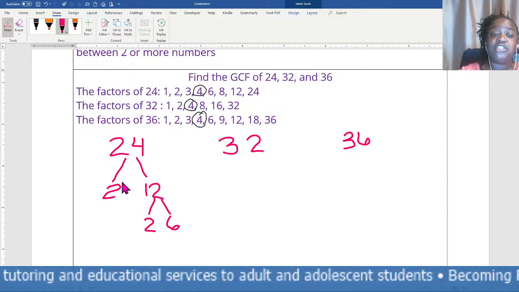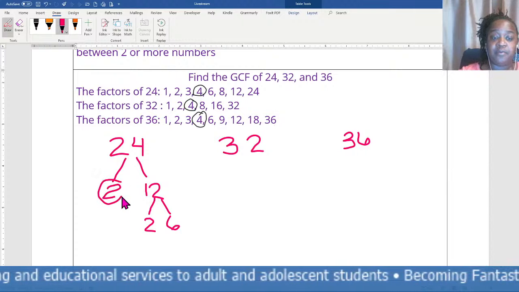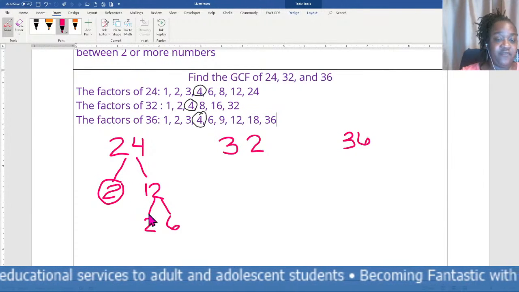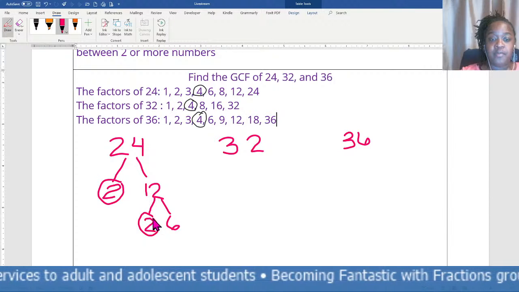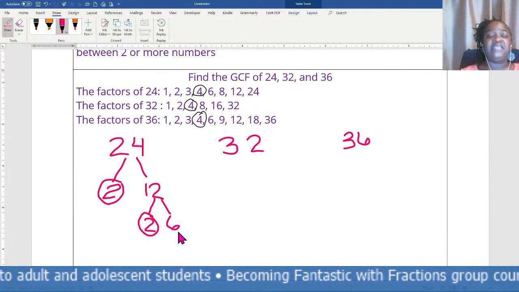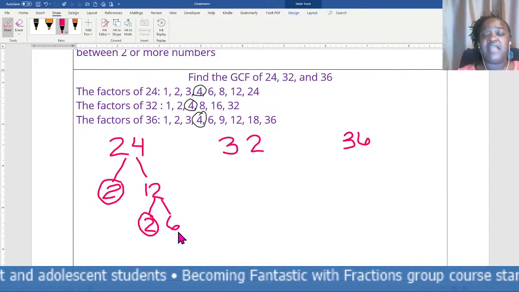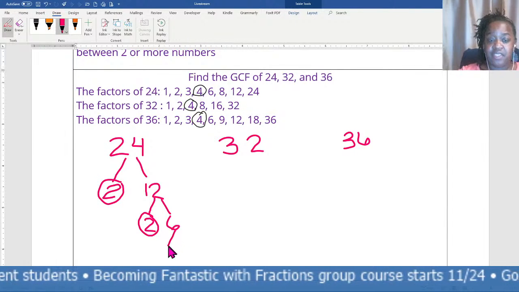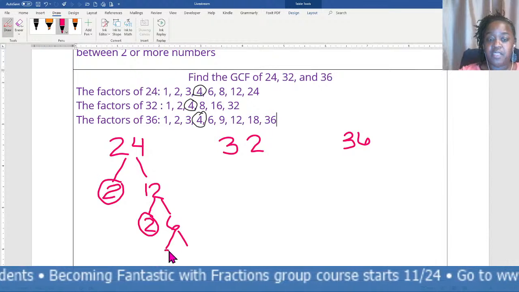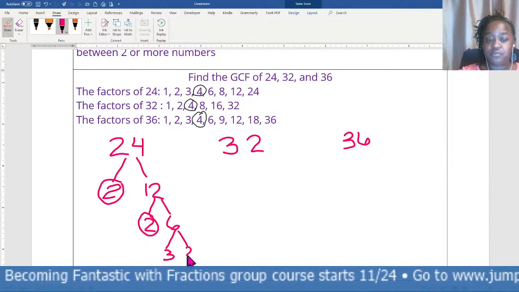Now in some cases you'll see them where they'll circle the prime number. 2 can't be broken down any further. 2 is as low as it'll go. 2 is also a prime number. 6 is not prime because it has 2 factors that you can use for 6. What 2 numbers, when you multiply them together, give you 6? 3 and 2.